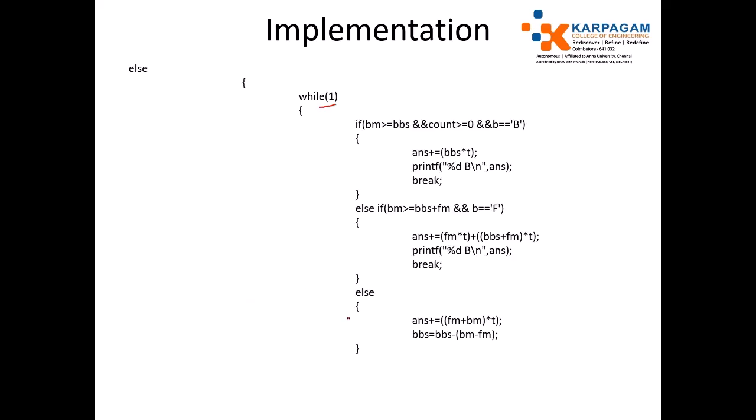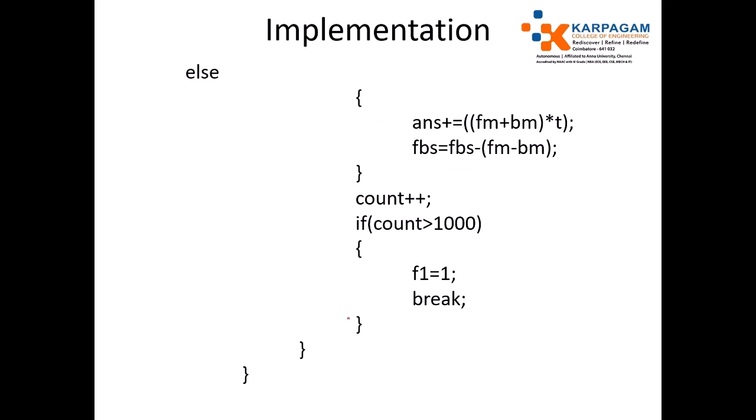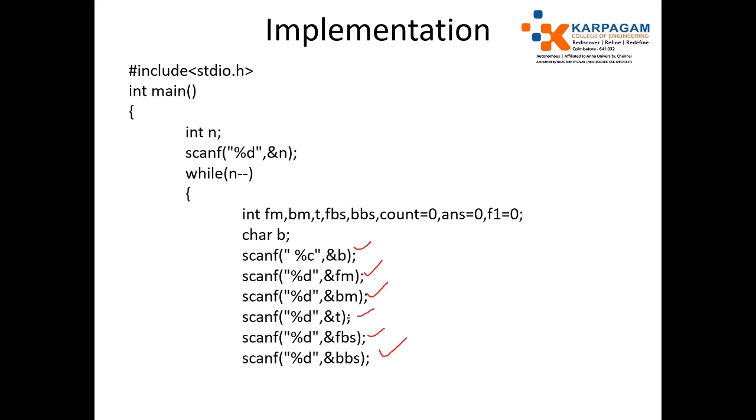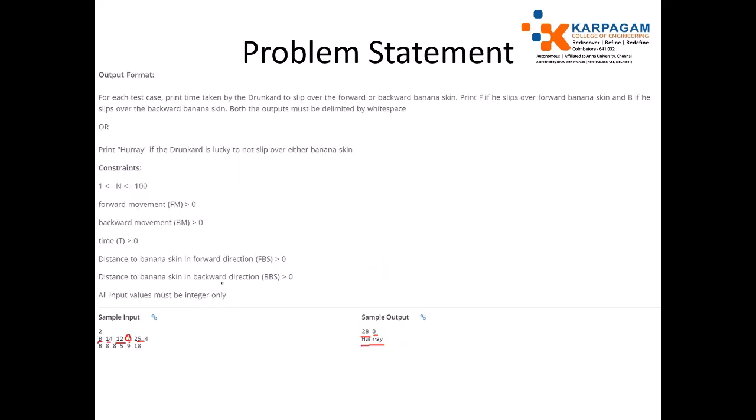Okay. So you are playing with the numbers here. Okay, please understand that. FM means magnitude of forward movement. BM means magnitude of backward movement. T is the time taken to cross every meter. So ABS is the distance to the banana skin in forward direction. BBS is the distance to the banana skin in backward direction.